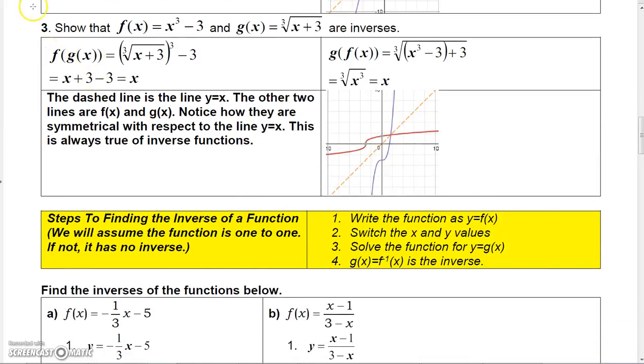Here's another example, and you can pause the video if you want to, but show that f of g of x equals x and that g of f of x equals x for this function f of x here and this function g of x here. Once you've shown that, then you basically prove that they're inverses. And also look at the graphs of the two functions. Notice that the two graphs are reflections about the line y equals x.